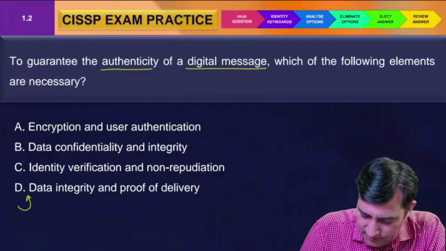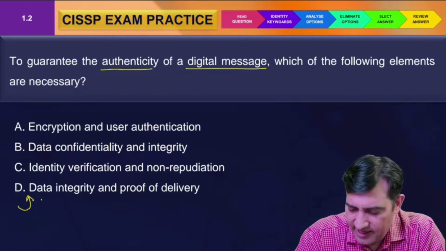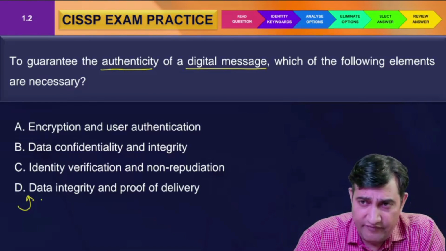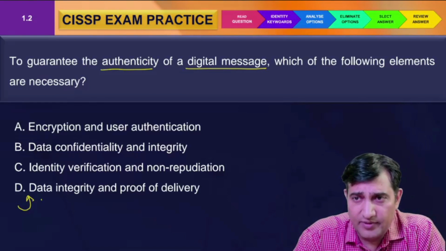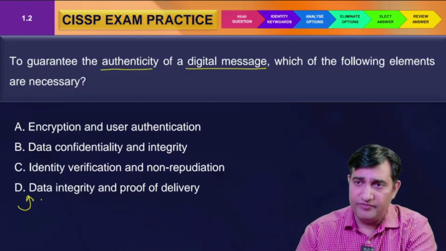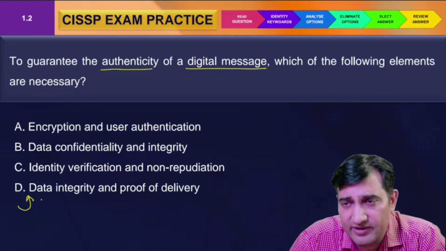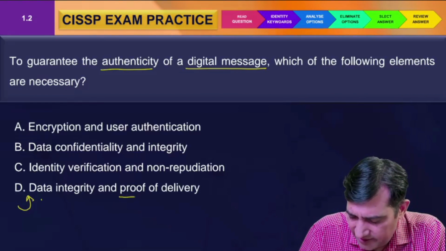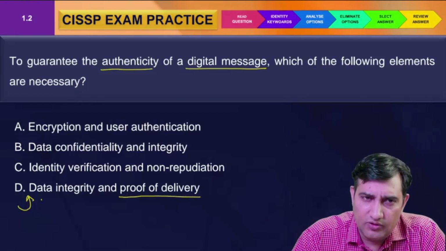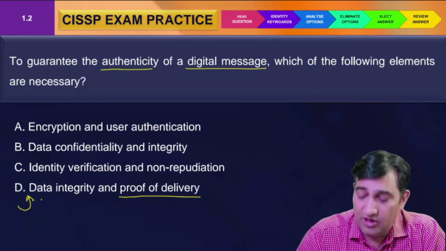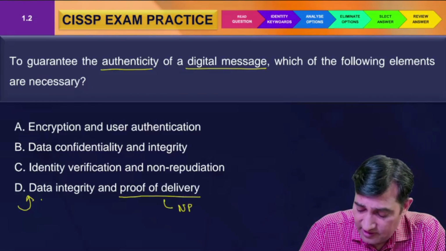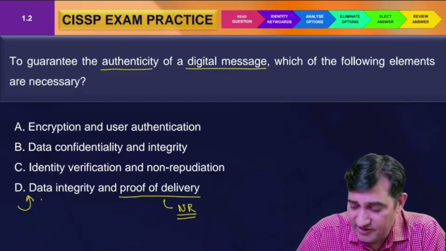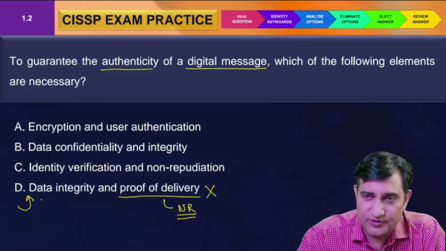First, let's analyze option D. It says data integrity and proof of delivery. Data integrity is definitely one aspect of authenticity, because if a particular message has been tampered with, obviously it cannot be believed, you cannot have the trust. That makes sense. But on the other side, proof of delivery actually comes under non-repudiation, isn't it? That doesn't come under authenticity. So I think that's a valid reason to eliminate this option.